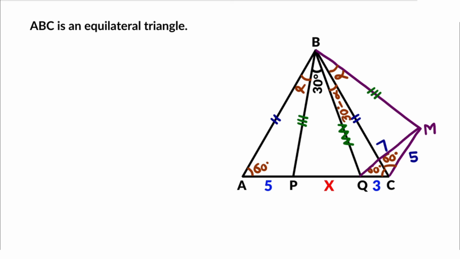Therefore, their corresponding sides are equal. So, PQ equals QM. But we already found that QM is 7. Therefore, the value of x is exactly 7.